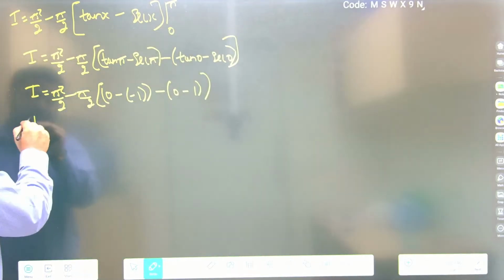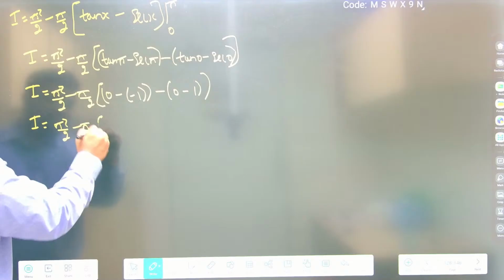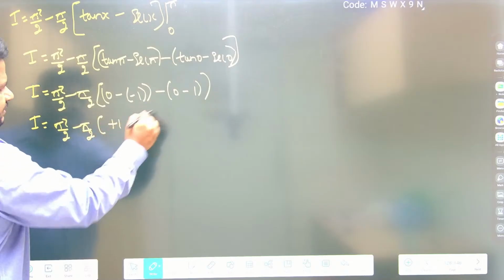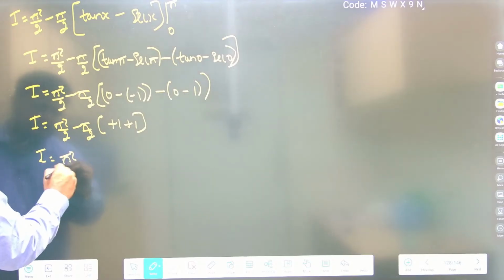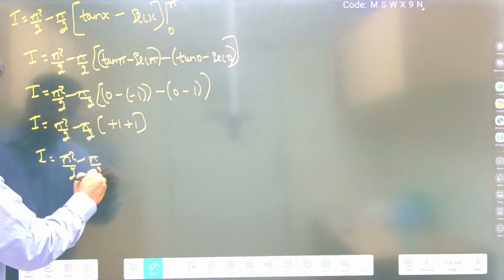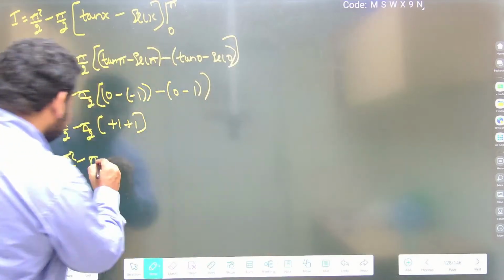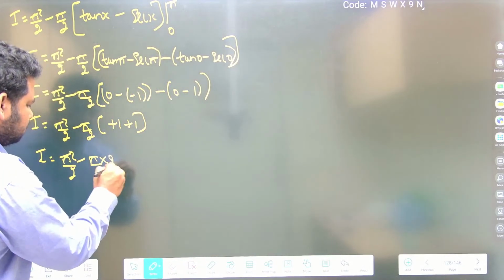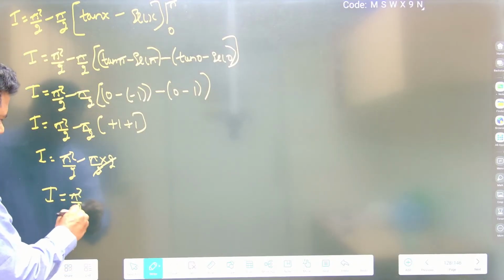So this will become what, friends? I is equal to pi square by 2 minus pi by 2 into, minus into minus is plus 1, so this is 2. Pi by 2 into 2, so 2 and 2 I can cancel. So I is equal to pi square by 2 minus pi.